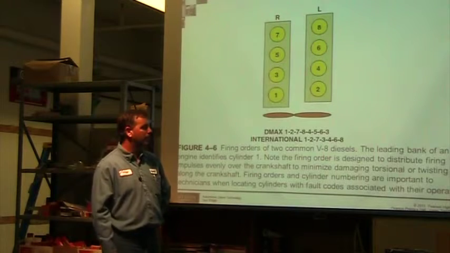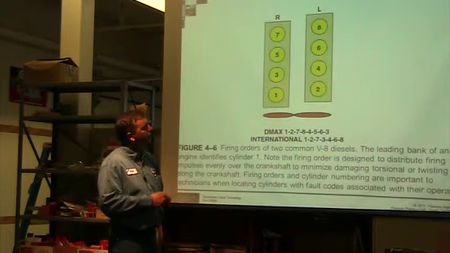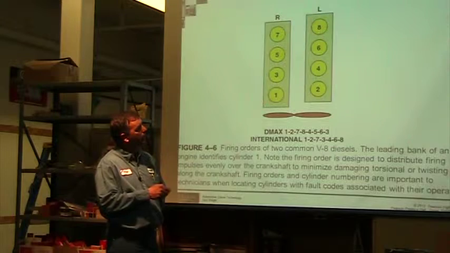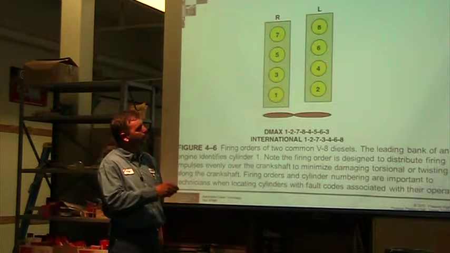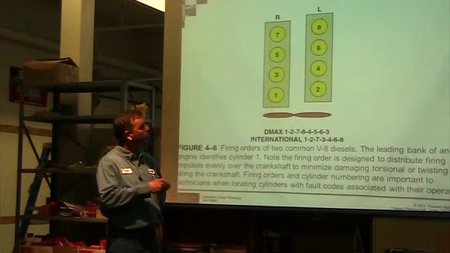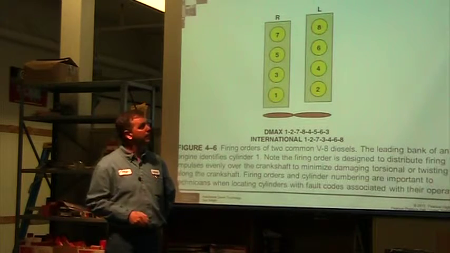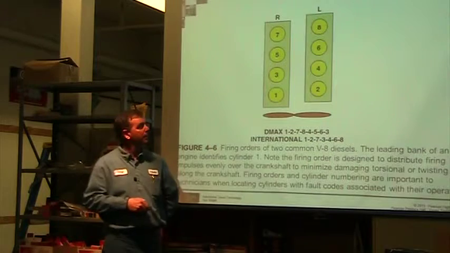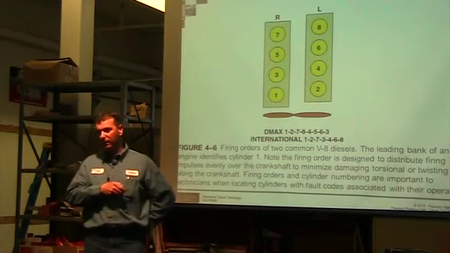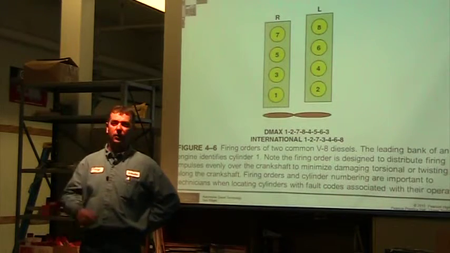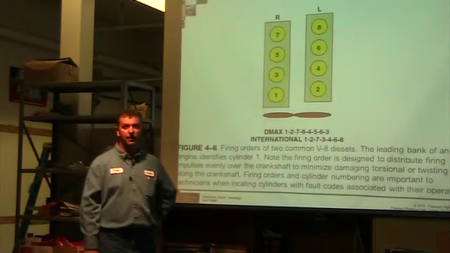So here's an International V8. Again, the manufacturer says here's 1, here's 2, 3, 4, and I've seen V8s where they go 1, 2, 3, 4, 5, 6, 7, 8. So you can't just assume that this is the way every V8 is going to be. Always look at the manufacturer, find it in the book, find it somewhere.